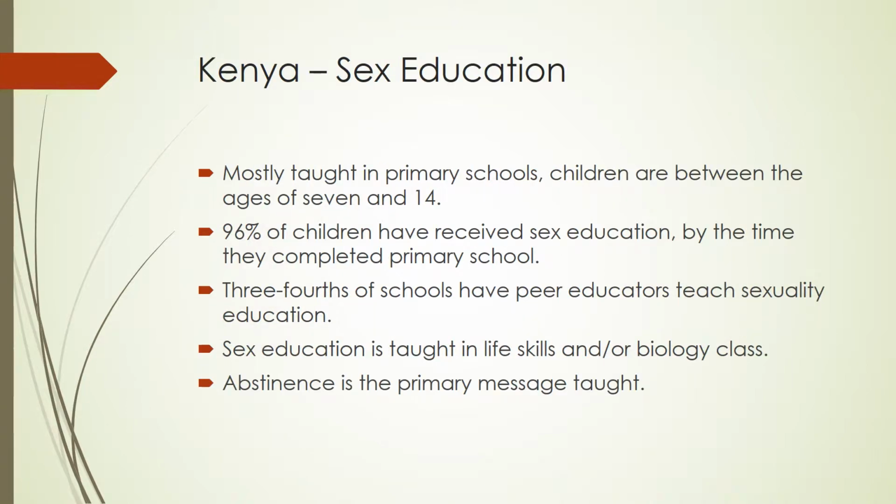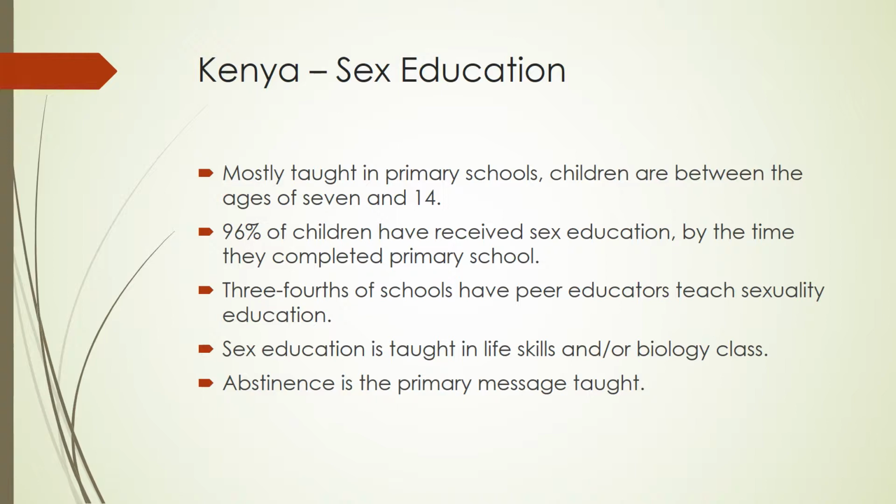Sex education in Kenya is mostly taught in primary schools, where children are between the ages of 7 and 14. 96% of children have received sex education by the time they completed primary school. This is more effective due to higher levels of enrollment compared to secondary school. Also, it is more effective because most adolescents have already had sex and/or are pregnant by the time they reach secondary school.